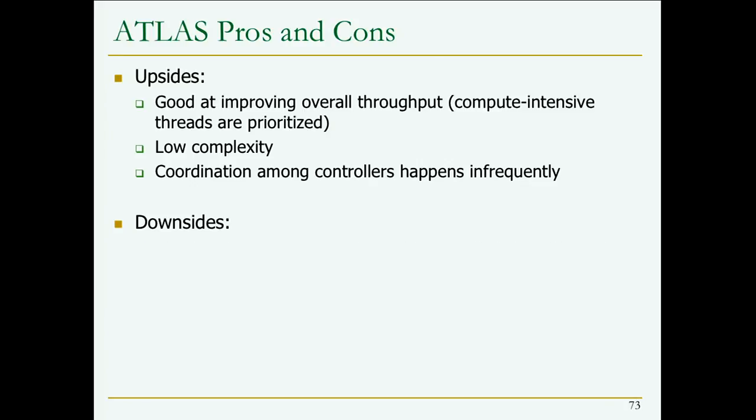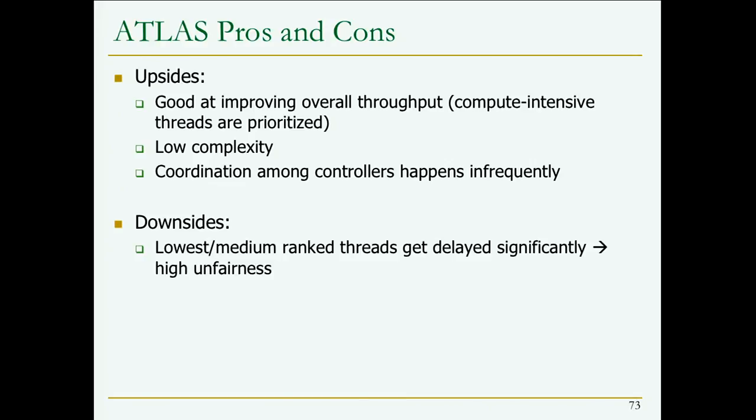So the downside of something like Atlas is that it really treats these compute-intensive, low memory intensity threads well. The really high memory intensity threads, they're already slow to begin with. So if they're delayed too much, maybe it's not that bad. But it's really the medium-ranked threads that get delayed significantly. Sometimes the lowest-ranked threads also. So it leads to very high unfairness in the end. So this is good if you want to optimize job throughput, but this is not so good if you actually want to optimize for fairness.